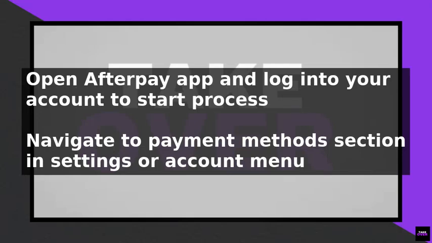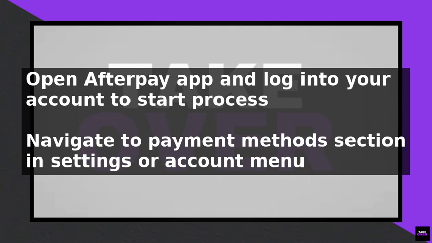To add a Cash App card to Afterpay, start by opening the Afterpay app on your device and logging into your account. If you do not have an account, create one by following the prompts. Once you are logged in, navigate to the Payment Methods section, which is usually found in the Settings or Account menu. In the Payment Methods section, select the option to add a new card.